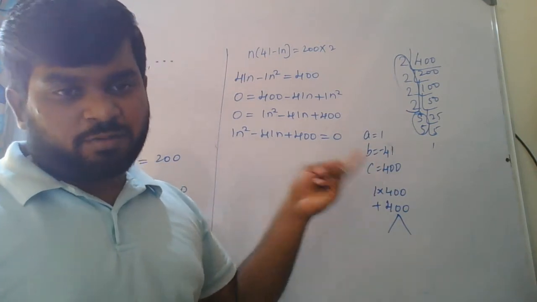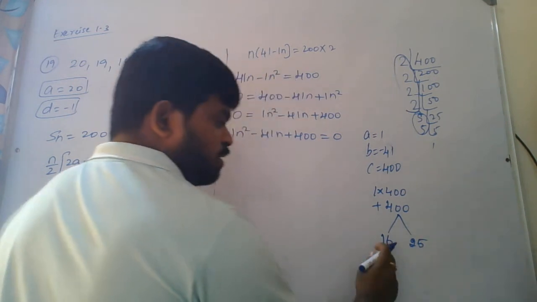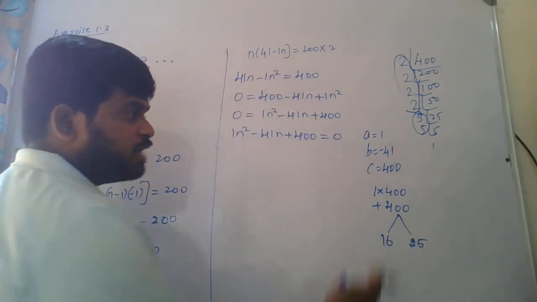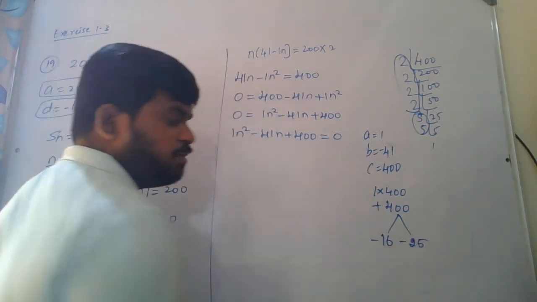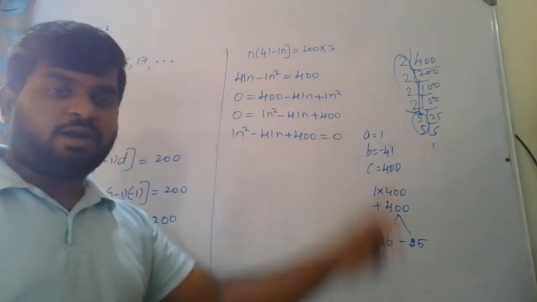If you add, you get 41. Yes, you will get 41. Therefore, the numbers are 16 and 25. So I am adding them to get 41, but I should get negative 41. So minus 16, minus 25. Because negative 16 and negative 25 give me negative 41.